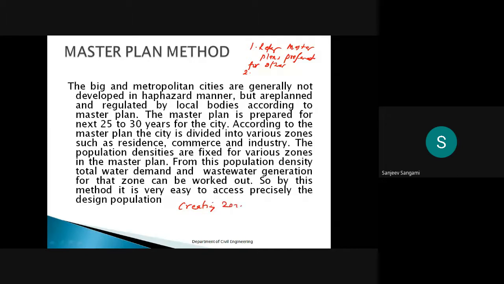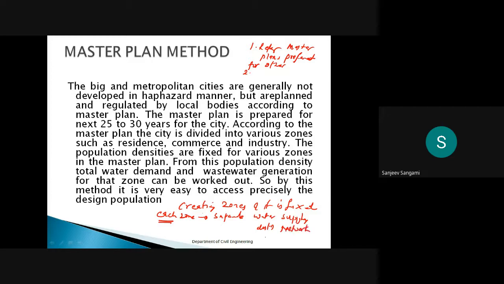Creating zones, and it is fixed in a master plan. Then for each zone, what they will do is that a separate water supply distribution network and sewer network has to be designed.